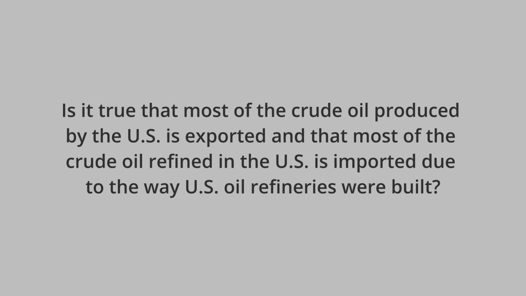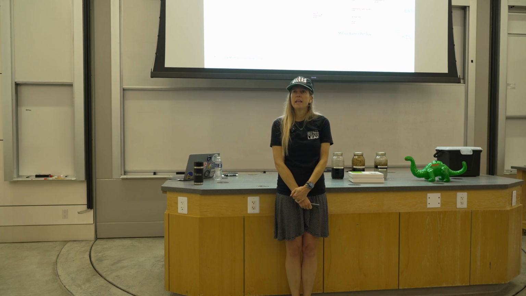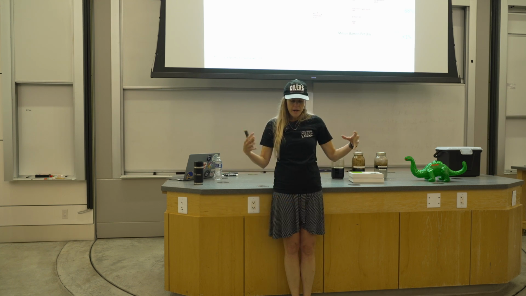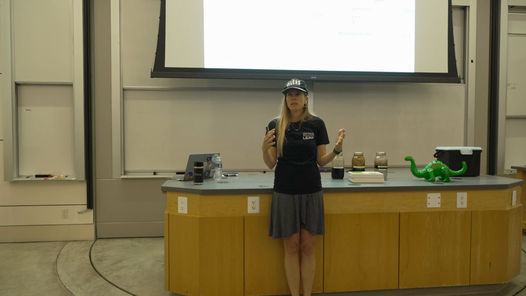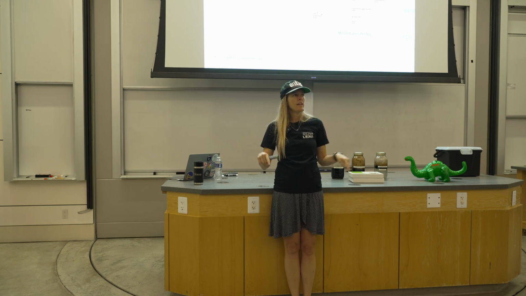Yeah. Is it true that most of the crude oil produced by the US is exported and that most of the crude oil refined in the US is imported due to the way US oil refineries were built? Yeah, and so yes, that is another factor. So we'll talk about refining in terms of refineries are built to process a certain viscosity of crude oil. And so it has to blend or match the crude oil that's coming in. And so they can blend, so they can take some from the US and some from foreign sources and try to blend it, but they have to be within the crude oil box in terms of the type of crude oil that they process.